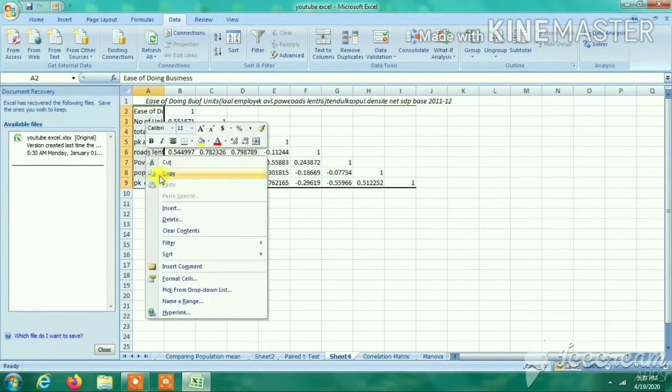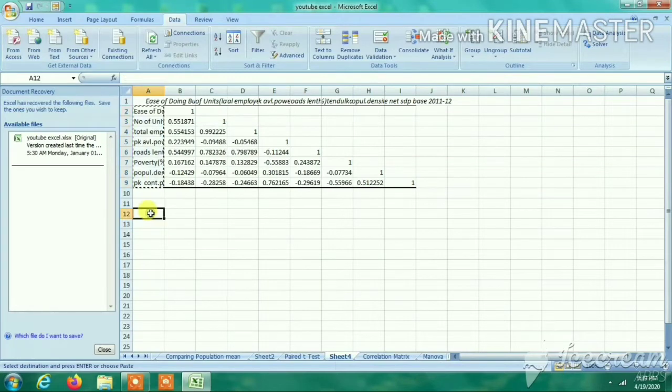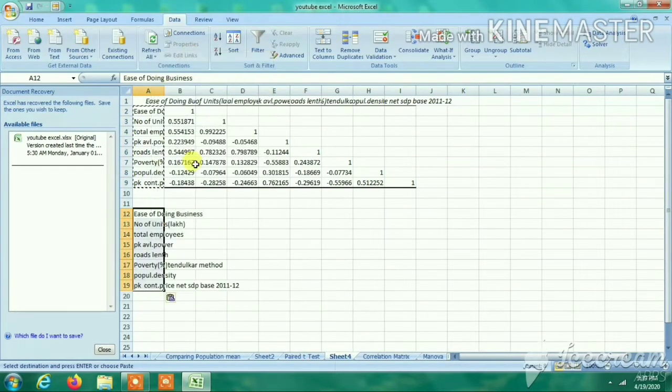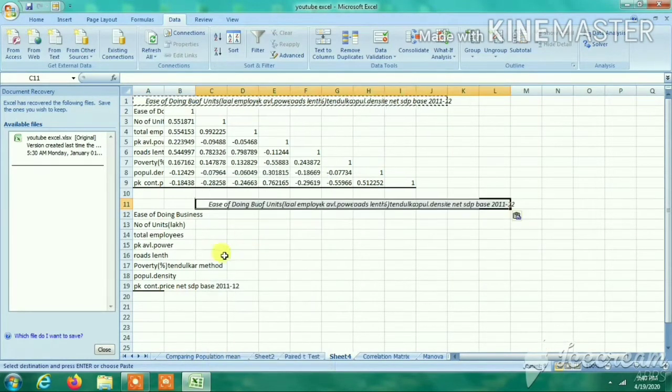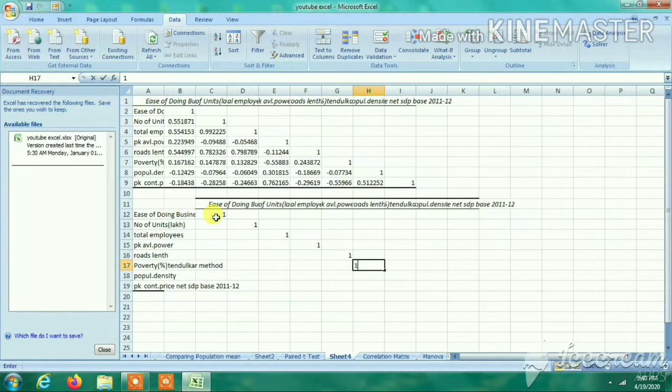How can we calculate the t value and p value? We have to copy this one, copy this also, and paste. Now just write the diagonal as 1, for each diagonal cell.